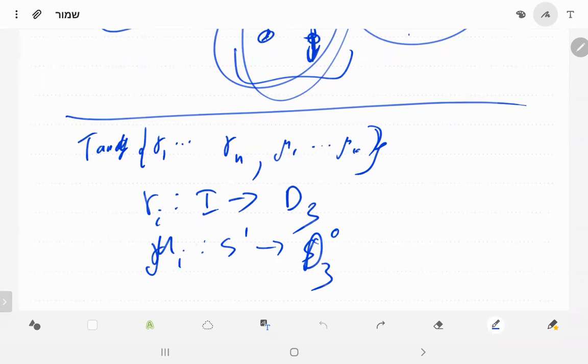But here I have to take the interior, so it maps S1 into the interior of the disk, and gamma I have to respect the boundary. Yes, the boundary of the interval has to go to the boundary of the disk. So we have the three-dimensional sphere, and there is a tangle there. We have strings starting with one point on the sphere and ending with another, and also there are several loops inside. So this is a kind of generalization of the notion of link.